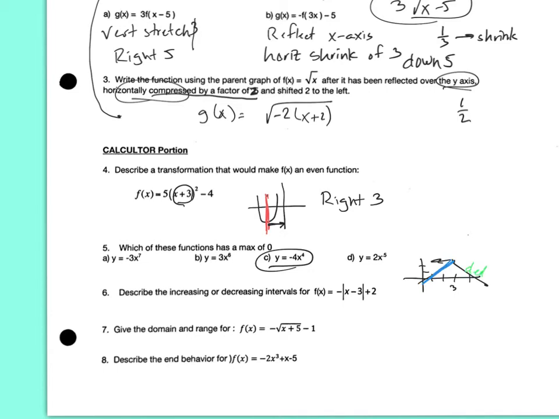So we would say increasing for where x is less than 3, and decreasing for x is greater than 3.